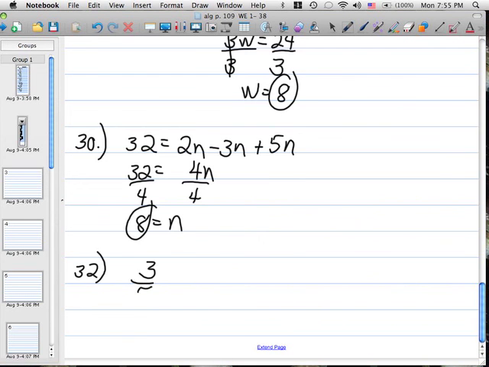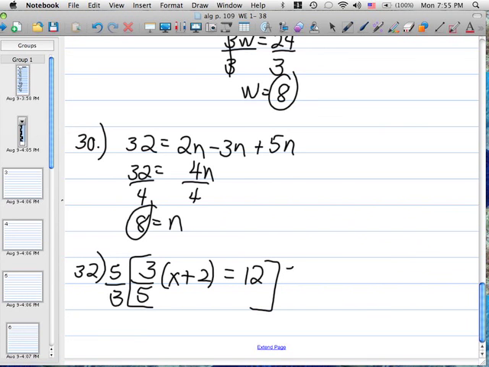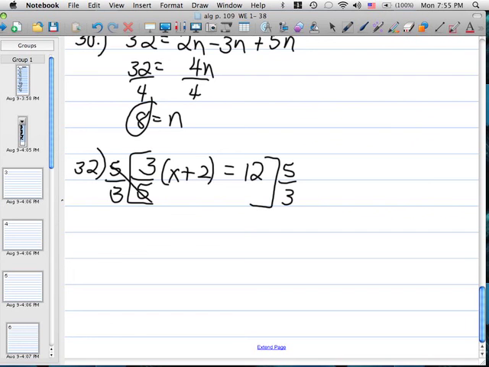We have 3/5 times the quantity x plus 2 equals 12. To solve this type of problem, I wouldn't use the distributive property. I'd multiply both sides by the reciprocal of 3/5, which is 5/3. When you take 5/3 times 3/5, that's gone. And all that's left is the x plus 2 on the left. On the right, the 3 goes into 12 4 times, and you get 20. Then subtract 2 from both sides and do the adding, and you get x equals 18.